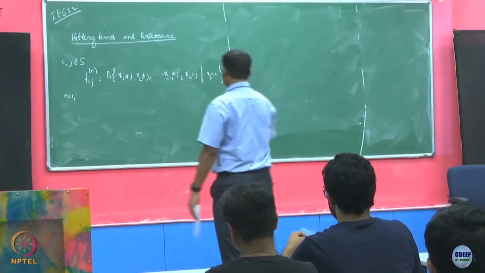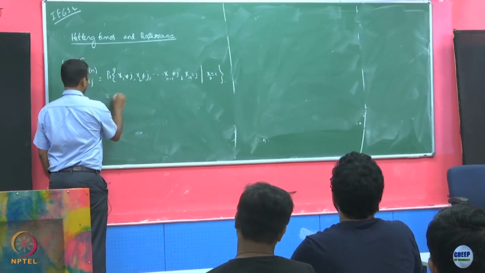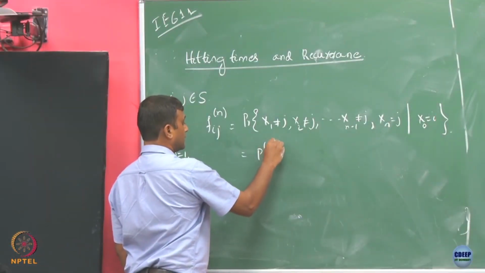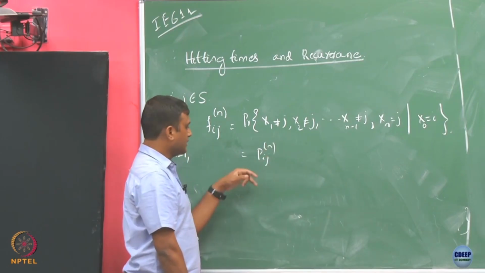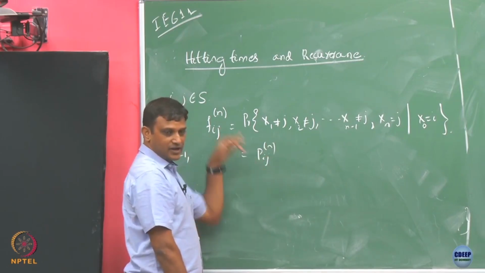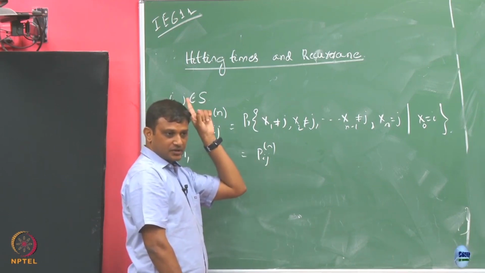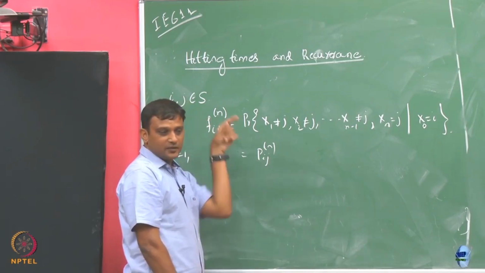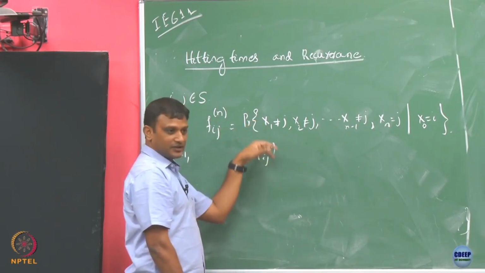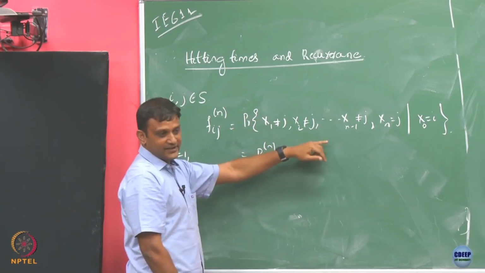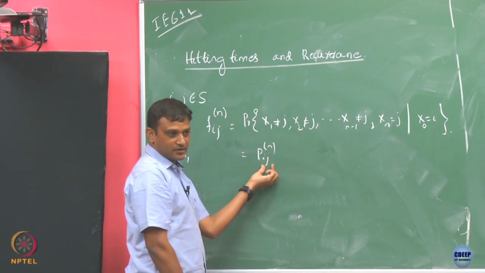Is this P_ij(n)? What is P_ij(n)? It is just, if you start from i and you want to be in state j after n steps, it does not say that you cannot go to j in between. Okay, this one will say that you can't go there in between, while P_ij(n) allows that option.